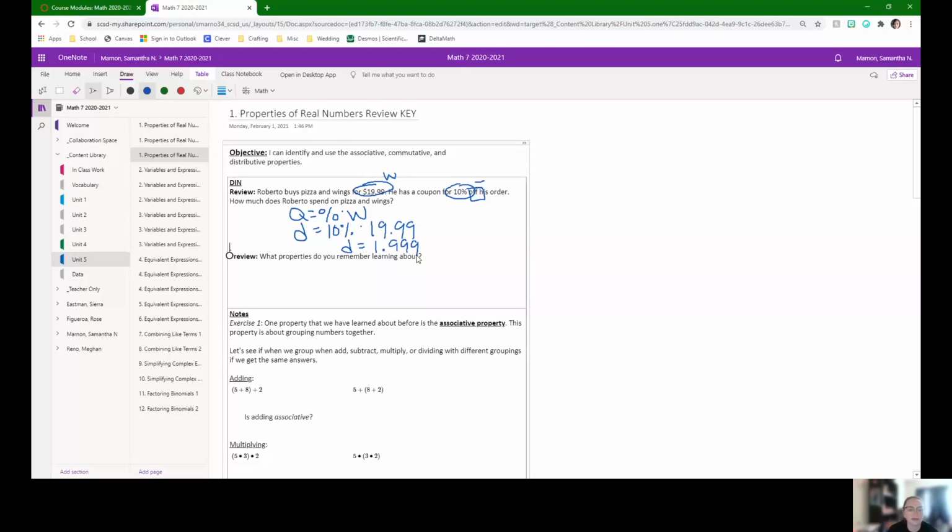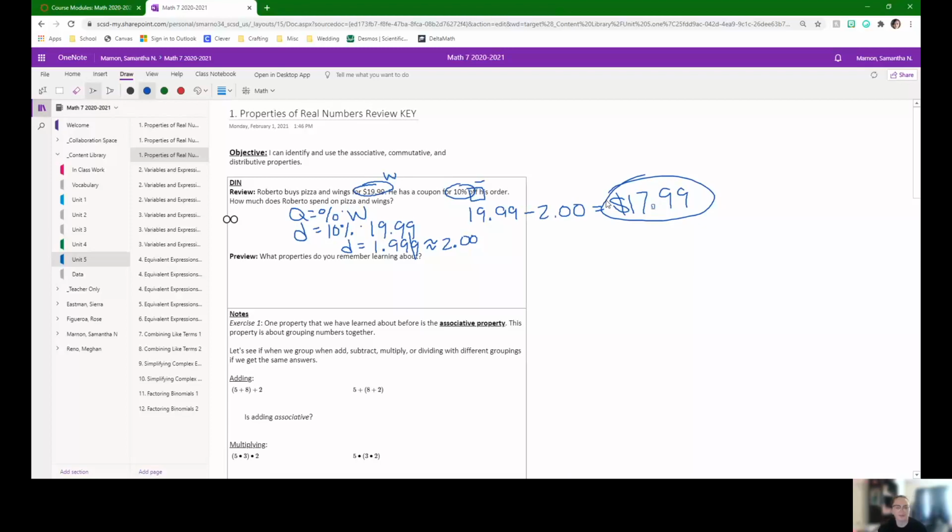But as you may remember, money only has 2 decimal places. So if we cut this off here and we round it, this 9 is a 5 or above, so we're going to give it a shove. 1.999 is about $2. So this is the amount we need to take off. This is what he's saving. So we're going to start with the $19.99 for the pizza and wings. Oh, my pen's doing crazy things again. Take away that $2, and he's going to end up paying $17.99.